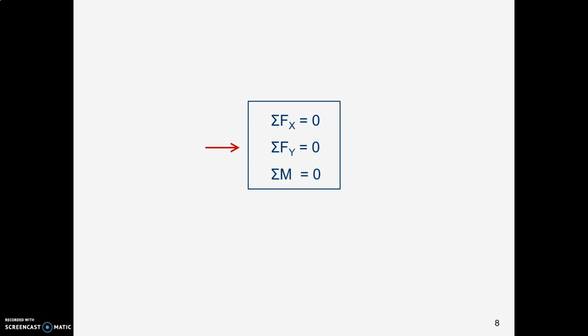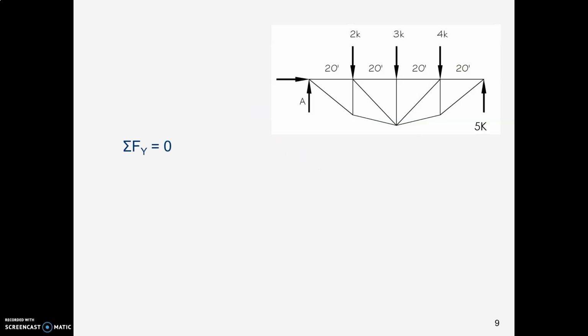Now, what shall we do? Let's look in our toolbox and let's find the sum of all forces in the y direction equals 0. We'll use that. So sum of all forces in the y direction equals 0. Sum of all forces y equals, what have we got? We've got A going up, so it's positive. 2,000 coming down, so it's negative. 3,000 coming down. 4,000 coming down. And 5,000 going up, so it's positive.